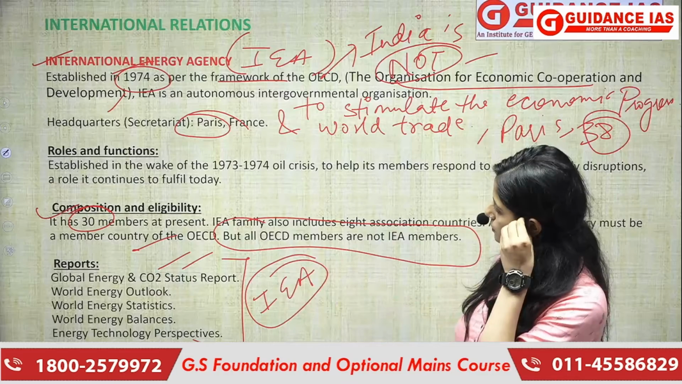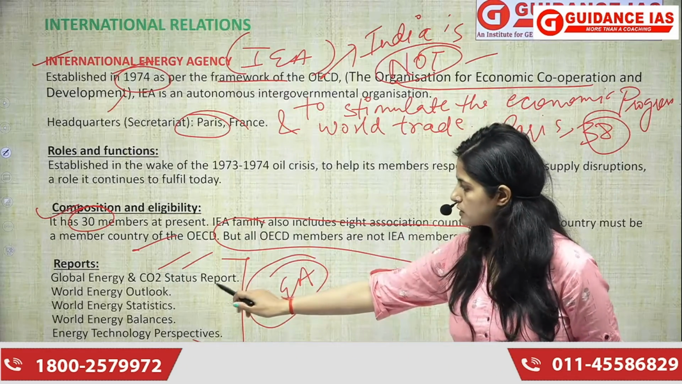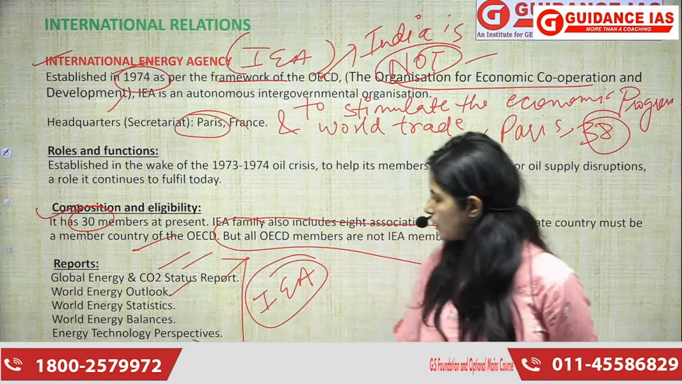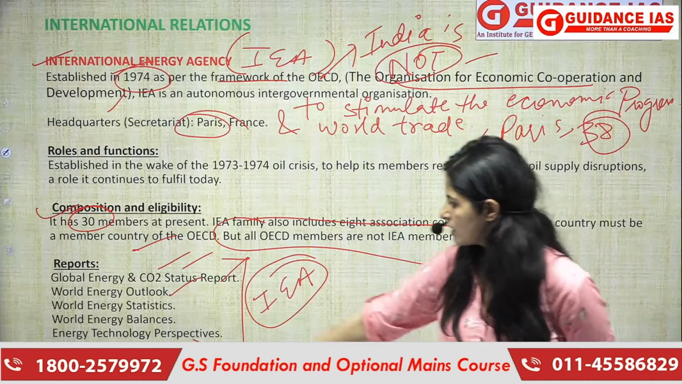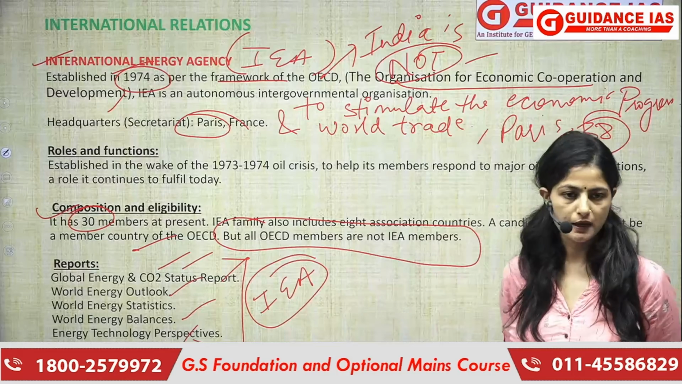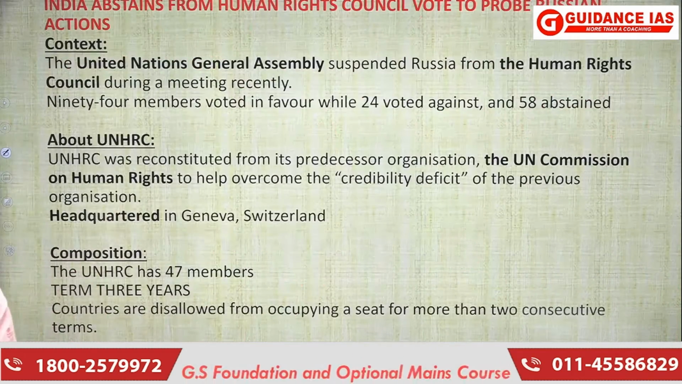These are some of the reports which get released by IEA, International Energy Agency. The first is Global Energy and CO2 Status Report, World Energy Outlook, World Energy Statistics, World Energy Balances, Energy Technology Perspective. So you have to remember these. There is no other way. You have to cram them only.